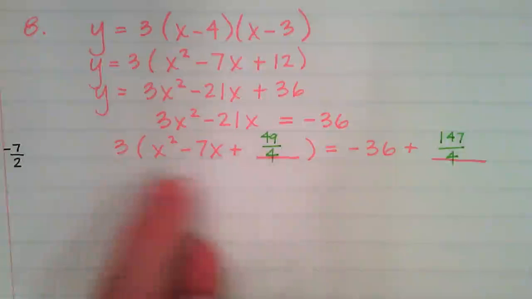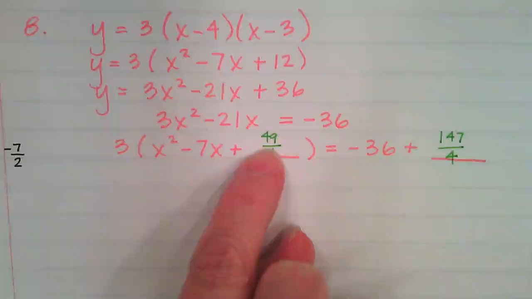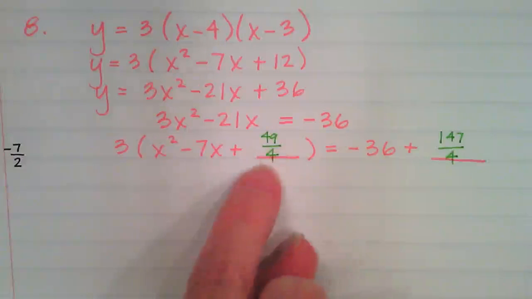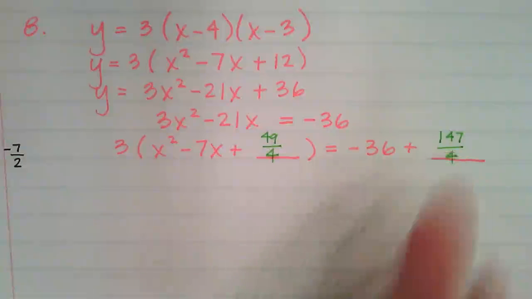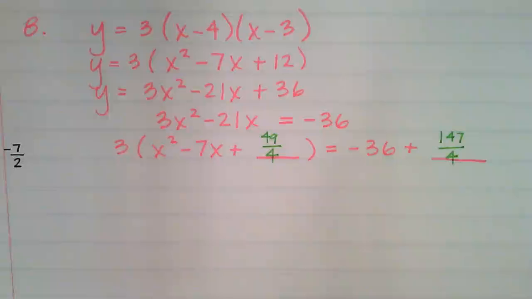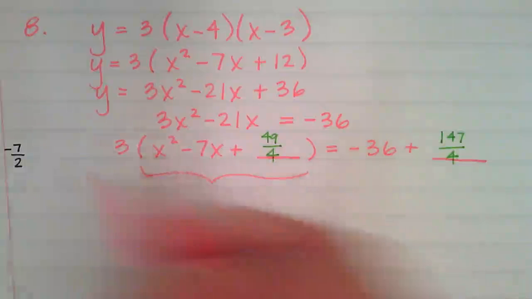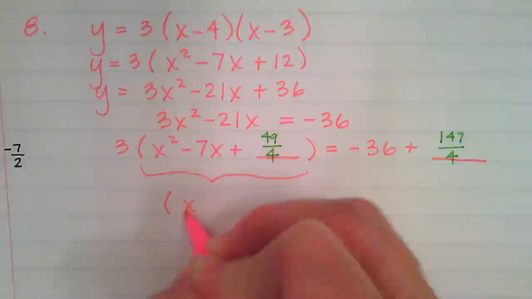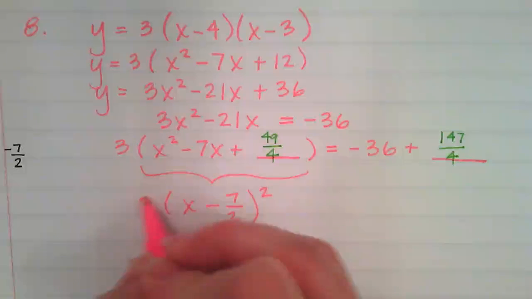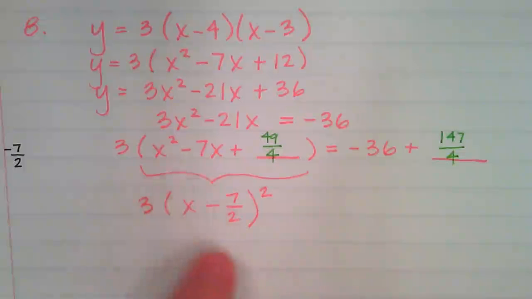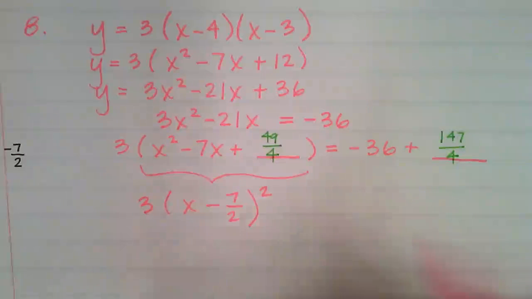So, mentally, 3 times 40 would be 120. 3 times 9 would be 27. 120 and 27 gives me 147. Okay. All right. So now we can factor this. And remember that anytime we factor it, it's just that half of that middle number. So half of negative 7 is negative 7 over 2. So that goes right here.